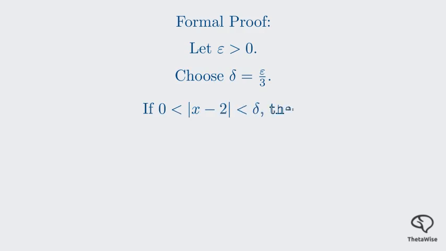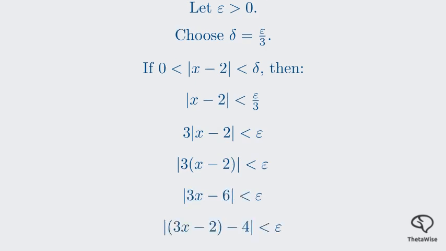Now, let's write out the formal proof. Let epsilon be any positive number. Choose delta to be epsilon over 3. Assume the absolute value of x minus 2 is between 0 and delta. This implies the absolute value of x minus 2 is less than epsilon over 3. Multiplying both sides by 3, we get the absolute value of 3x minus 6 is less than epsilon. Finally, we rewrite this as the absolute value of 3x minus 2 minus 4 is less than epsilon. This completes the proof. Our next example involves a quadratic function.